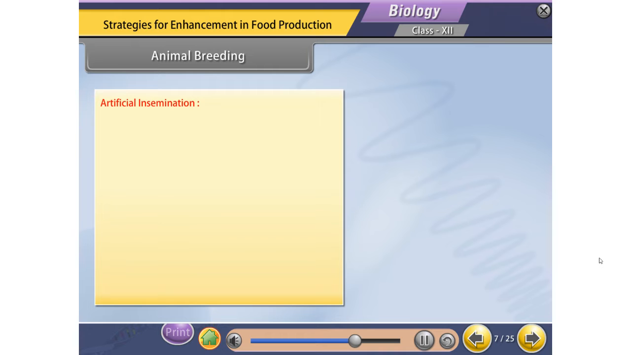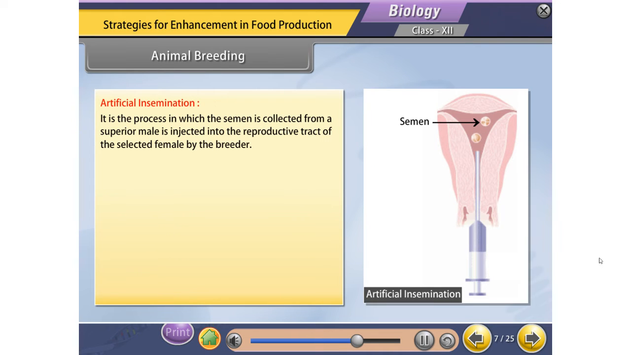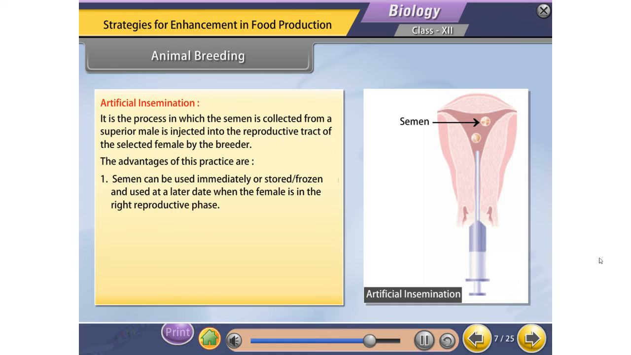Artificial insemination. It is the process in which the semen is collected from a superior male, is injected into the reproductive tract of the selected female by the breeder. The advantages of this practice are: number 1.